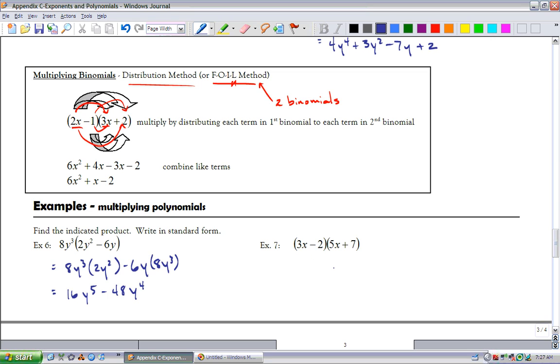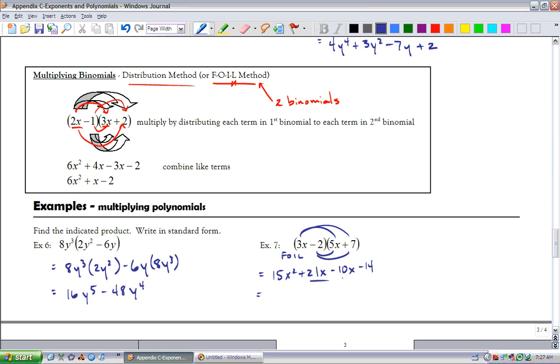In the next one, we can use the FOIL method. I'm going to show you two ways. The first way is by FOIL. So we would go first, which is 3x times 5x, which is 15x squared. Outside, 3x times 7, which is 21x. Inside, negative 2 times 5x, which is negative 10x. And last, negative 2 times 7, which is negative 14.